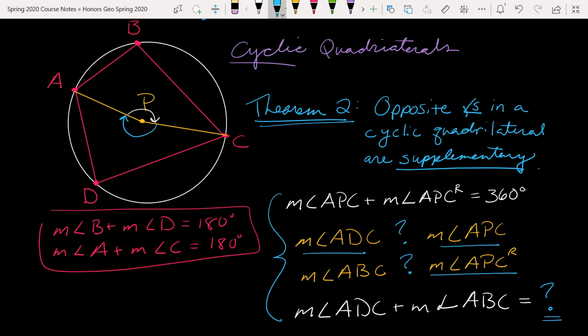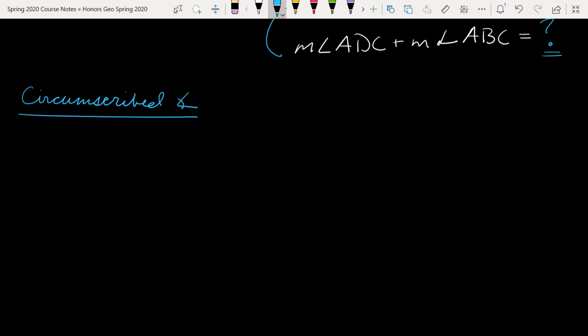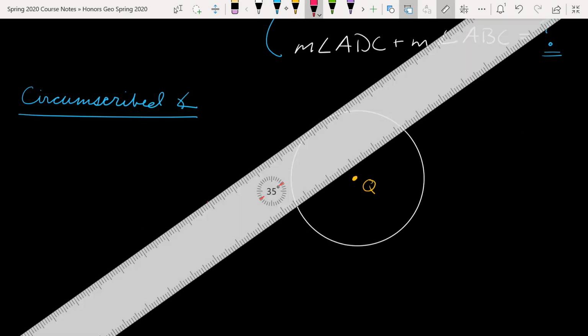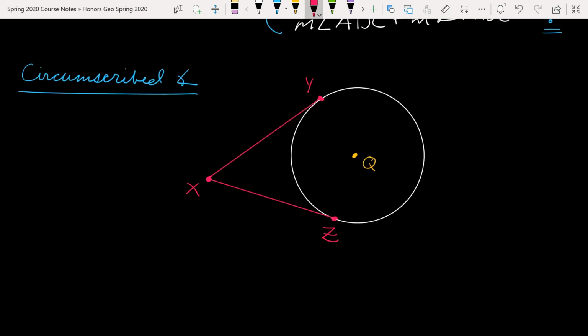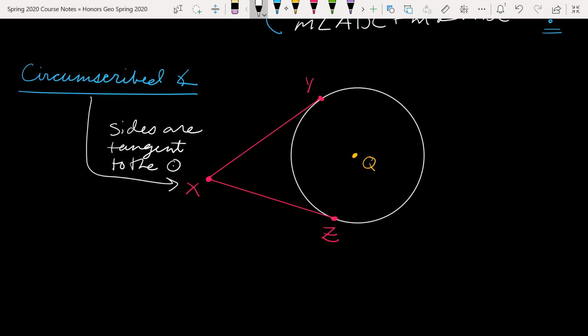The last theorem I want to talk about actually doesn't have anything to do with inscribed angles at all. There's one other type of angle that we should consider with regard to circles. We'll call it a circumscribed angle. I'll do my best to sketch out two tangents from point X to circle Q. When we talk about circumscribed angles, this angle X is the angle we're talking about. It's just an angle whose sides are tangent to the circle.